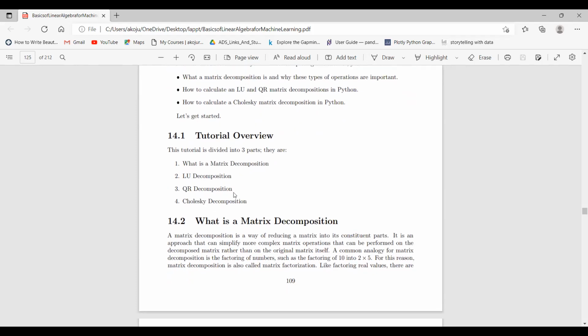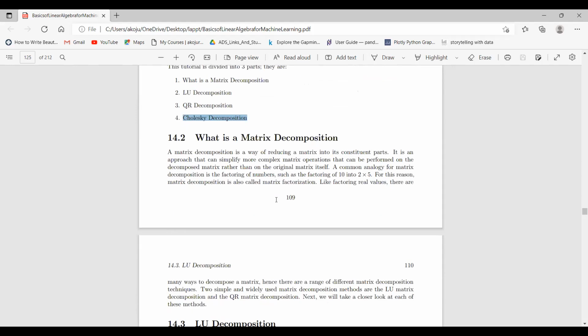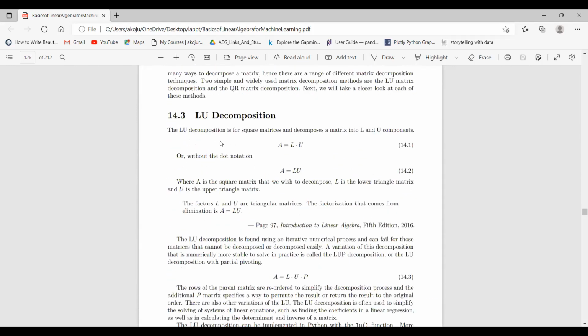We have three methods: LU decomposition, QR decomposition, and Cholesky decomposition. Whenever any matrix is given to you and you need to perform decomposition, if it is a square matrix, then we will first go for LU decomposition. If it is not a square matrix, if it is some M by N order matrix, then we will go for QR decomposition. And Cholesky decomposition can be used either for square or even for rectangular matrices.